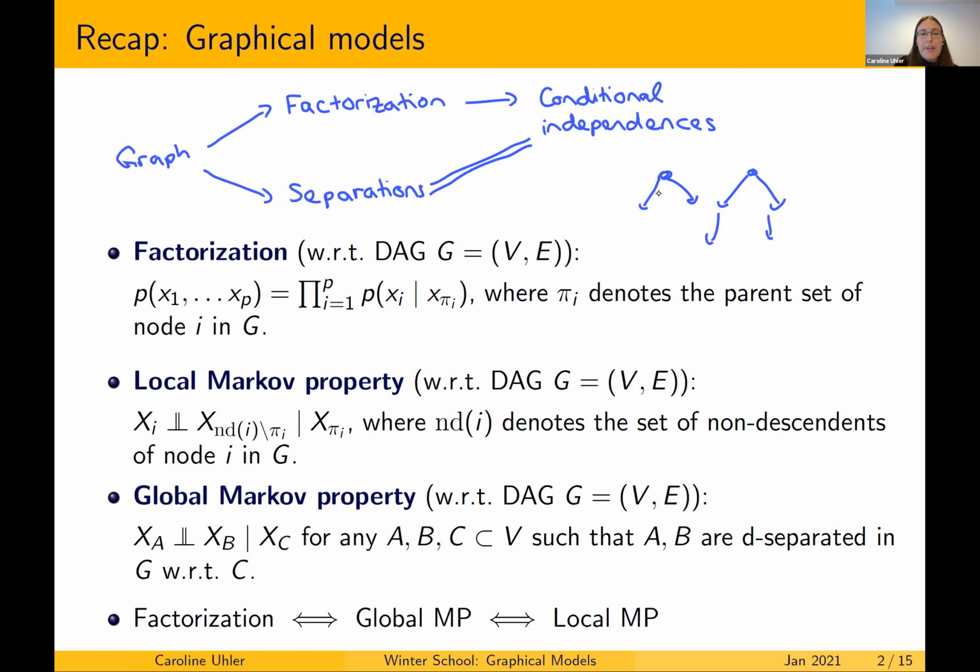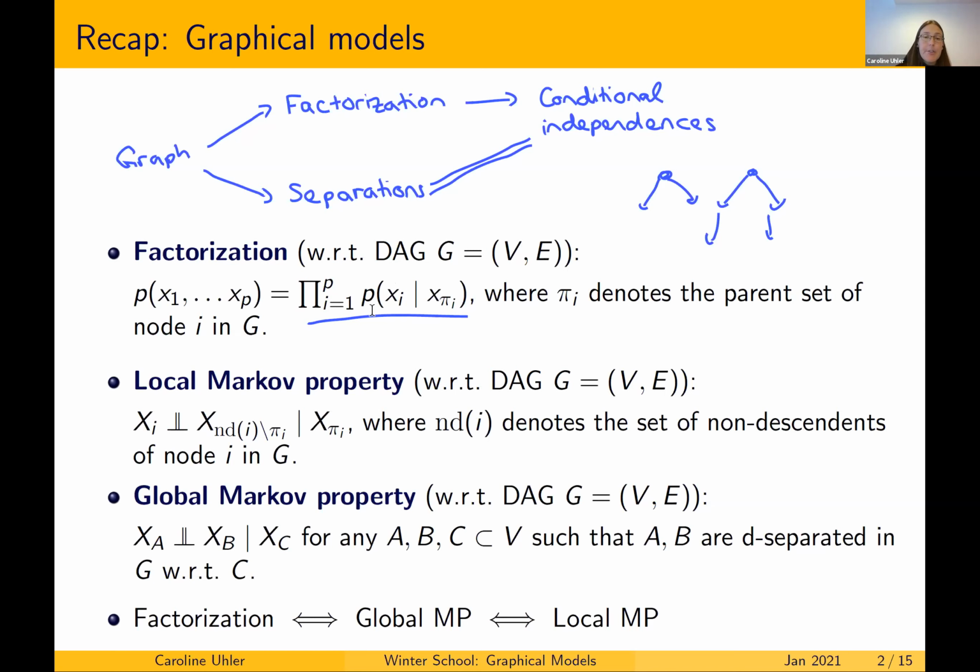And then you just write out your factorization in this way, where you start off with all the root nodes. These don't have any parents, and then the distribution is a product of every conditional, where you have the conditional of a node given its parents. So a very intuitive way of structuring the distribution. That's what it means to factorize with respect to a DAG.